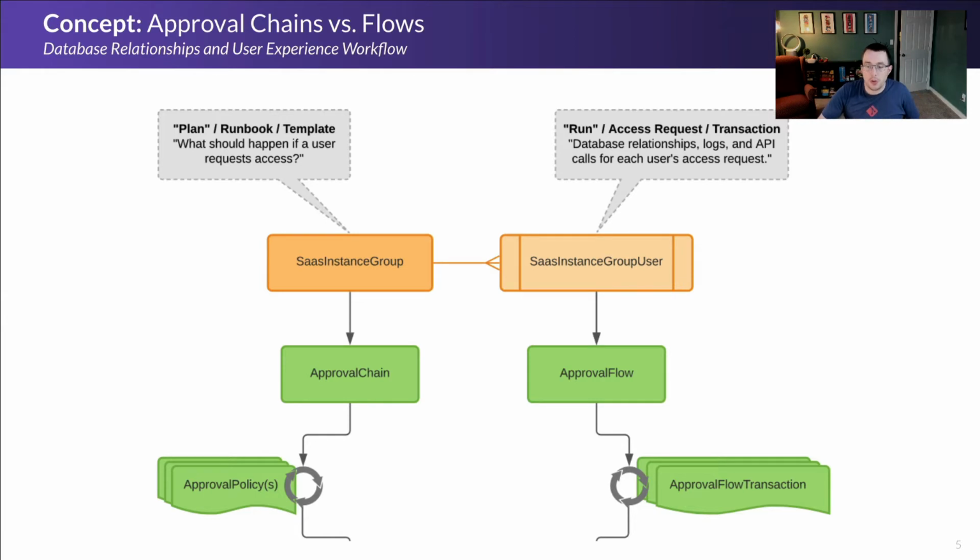So the first orange box there is looking at a SaaS instance group. And what we're defining there is saying, for this SaaS instance group, it can have one or more approval chains.